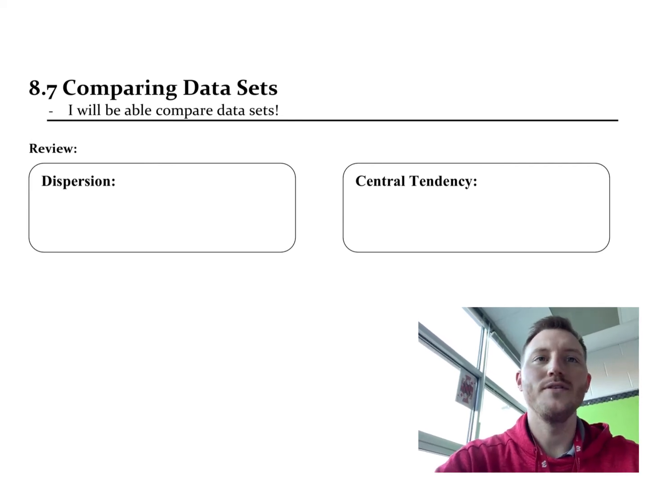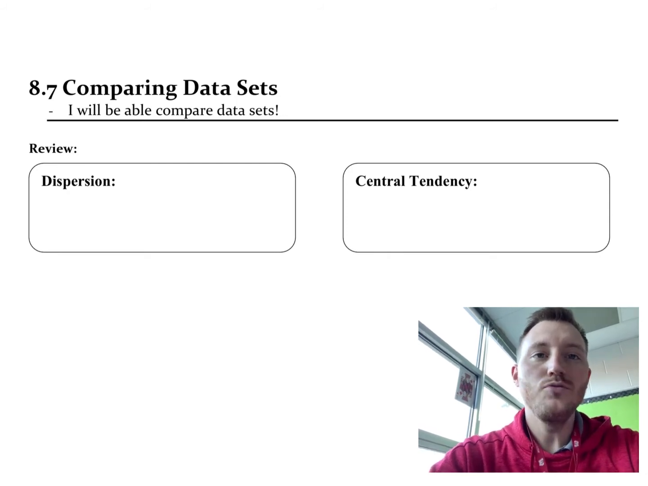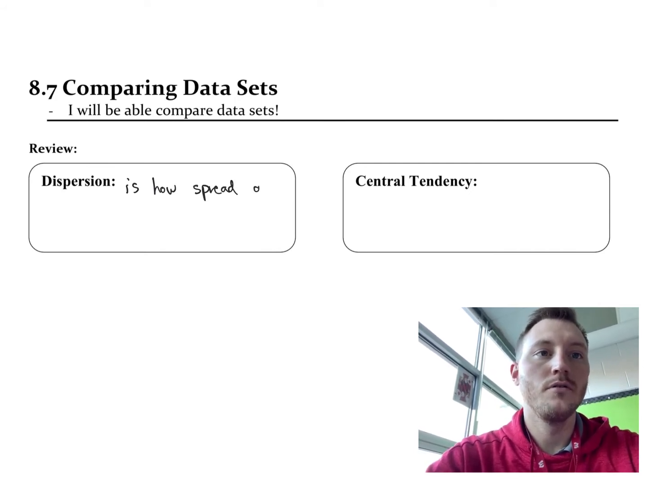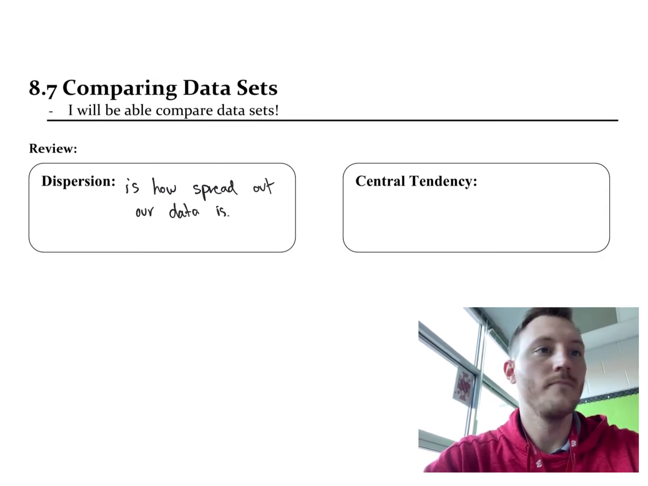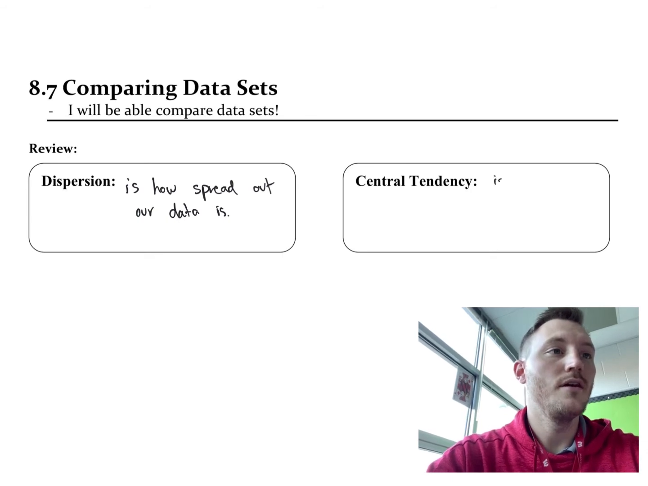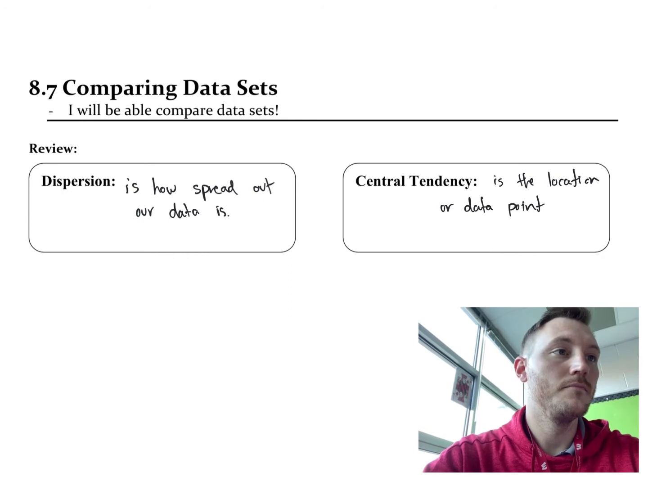So here we are on 8.7, comparing data sets. Just remember that dispersion is how spread out our data is. Central tendency is the location or data point in the middle, or tells us something about that data.